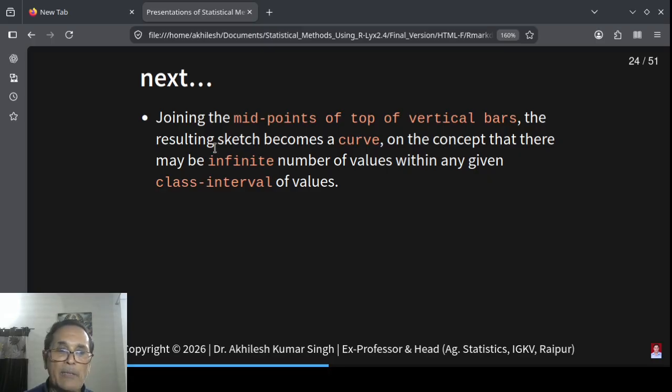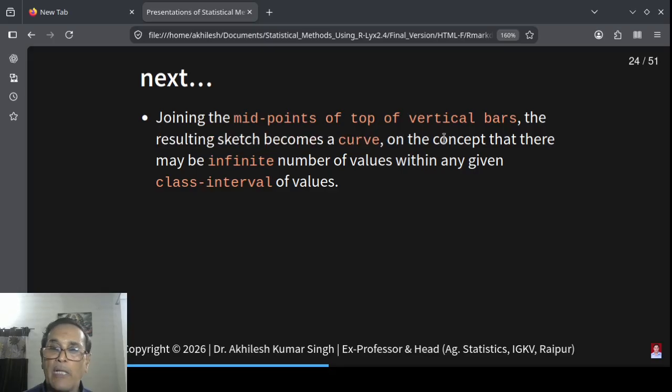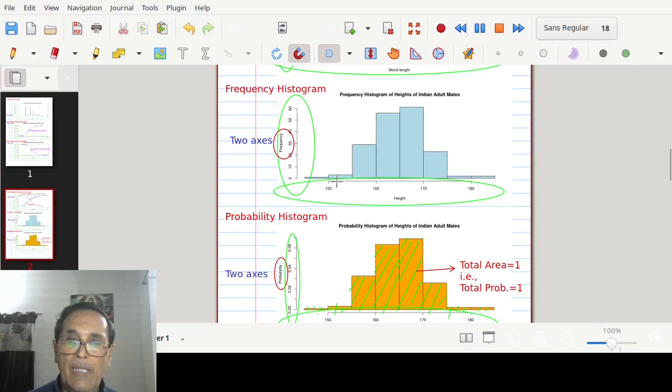This is what I said. Joining the midpoints of the top of the vertical bars, the resulting sketch becomes a curve, on the concept that there may be an infinite number of values within any given class interval. In a histogram, the y-axis is designated as frequency if all class intervals are of equal class width. What I mean is, these class intervals are equal, but sometimes they may not be equal. I have not taken the example here, but sometimes they may not be equal. When they are not equal, it is this case. When they are equal, it is this case.